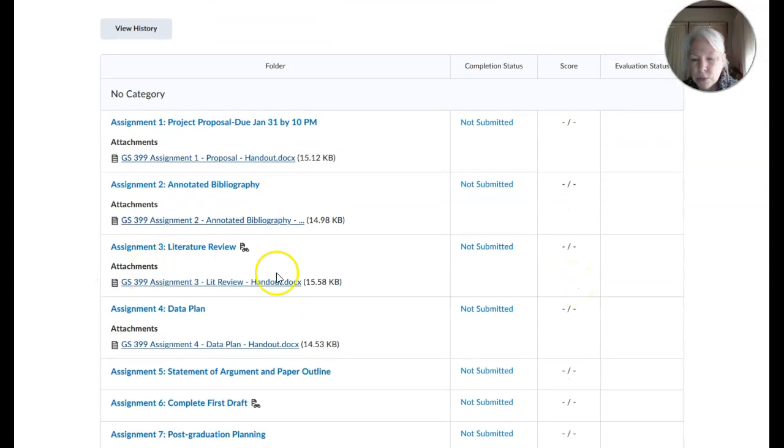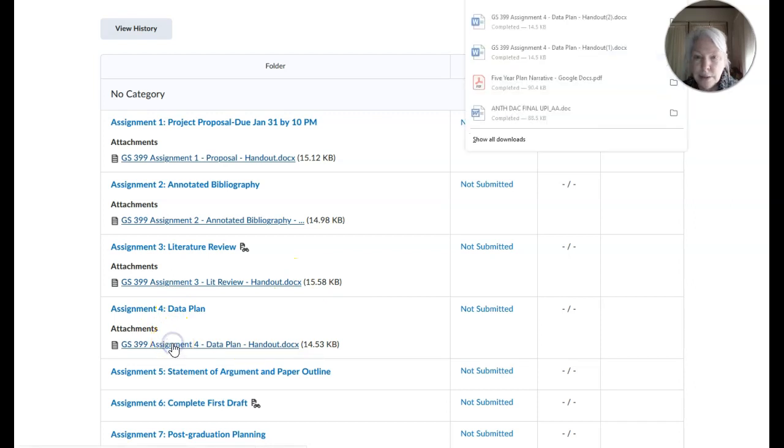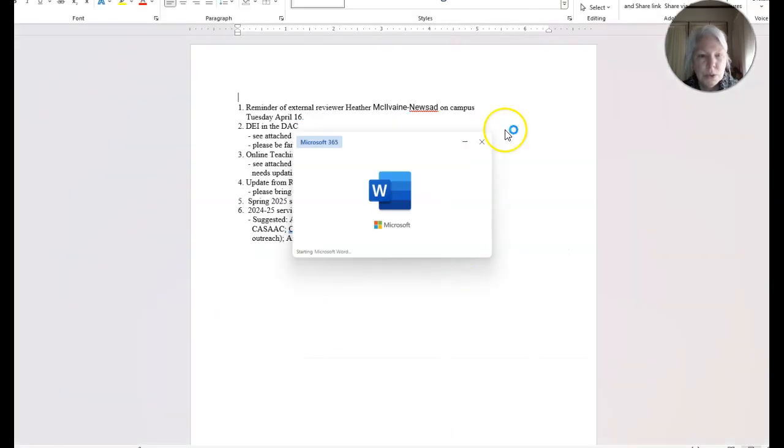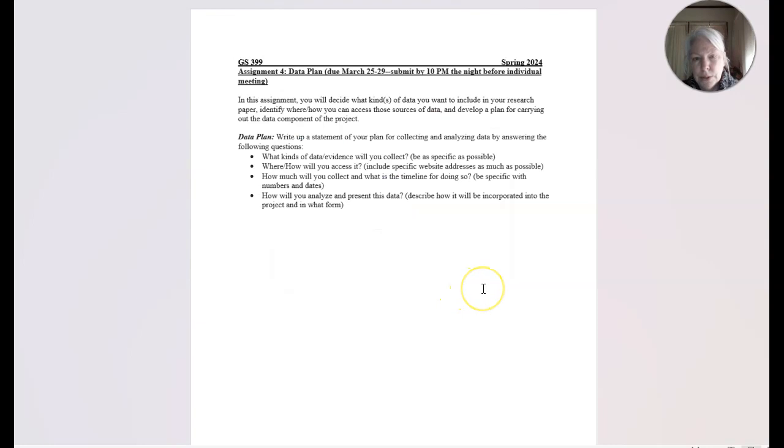And what we're talking about, so we've already done the lit review, we've done these first three, so this next one is the data plan assignment. And, again, I gave you a specific set of things to work on. Again, the broader idea is that you're going to identify sources of data that you can incorporate into your paper that will complement and support what you've already learned through the literature review and what you'll be arguing in the paper, okay?